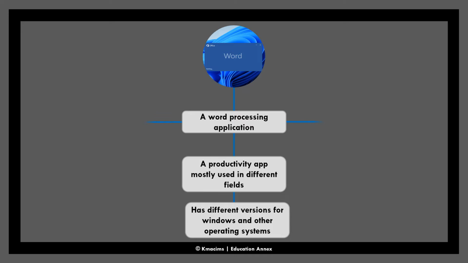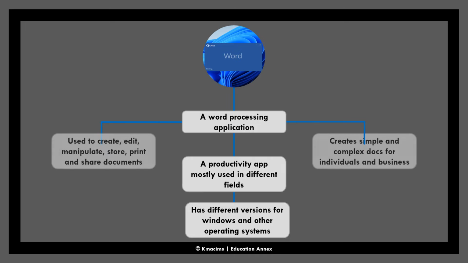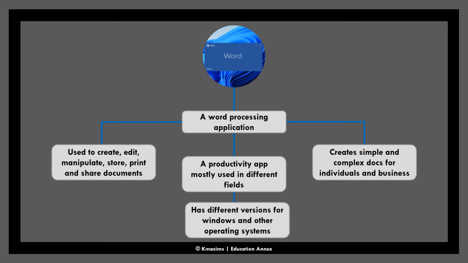It is a major word processor with rich features that enable users to create simple and complex documents for personal and business use. Microsoft Word is an office productivity app that helps individuals in different fields become more productive. Among the various productivity software identified by NLeaf, Microsoft Word is mostly used.